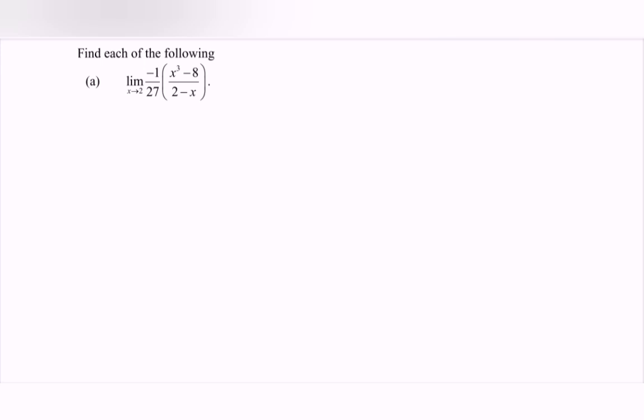Hello everyone, in this video I'm going to discuss the example for limit. Find each of the following. We have A, the limit as x approaches 2 for the function -1 over 27 bracket, x cubed minus 8 over 2 minus x.